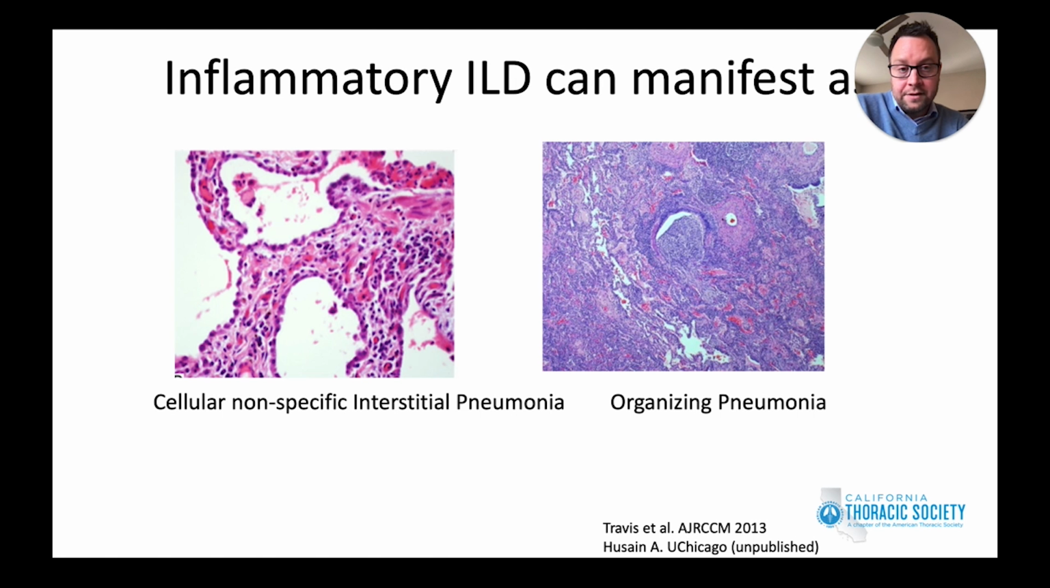There are corollaries to the CT patterns that we just saw on histopathology, and here they are. With the inflammatory ILDs, the corollary to nonspecific interstitial pneumonia on CT is NSIP on histology, and that can be a cellular pattern like we're seeing here, where you get fairly uniform widening of the interstitium with infiltrate of lymphocytes and other inflammatory cells, or you can get the organizing pneumonia pattern that we're seeing here on the right, which again is filling of the airway with cellular material.